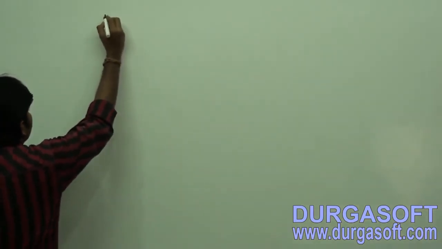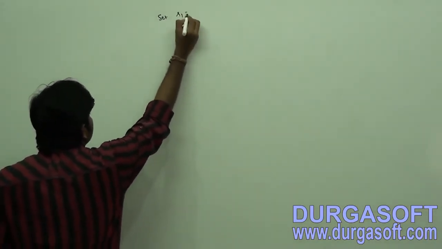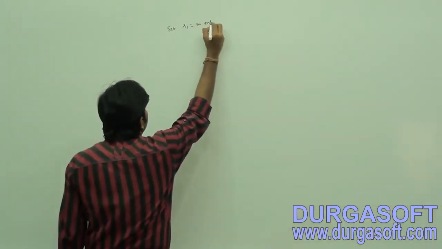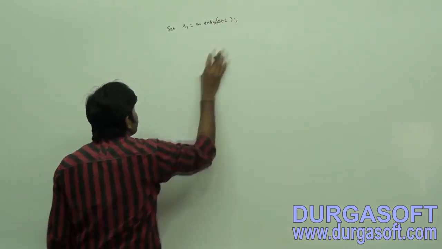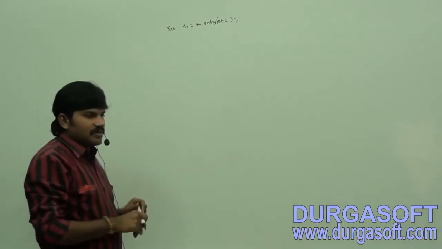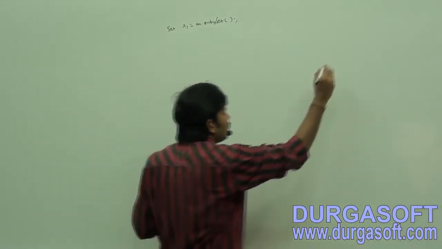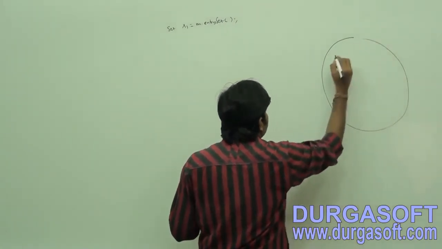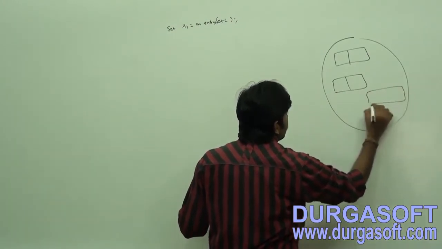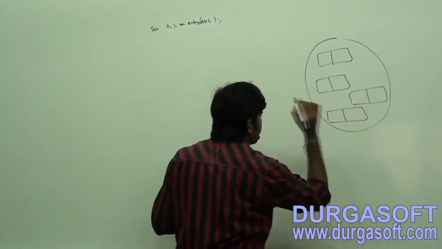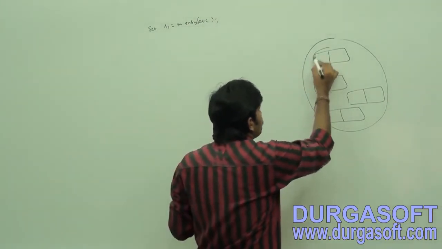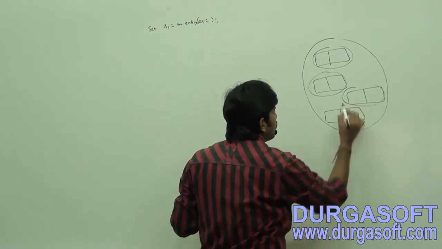I am taking set S1 is equal to m dot entry set. Correct or not? Set S1 is equal to m dot entry set. So the set of entries I got. Now assume it is my set. So first entry object, second entry object, third entry object, fourth entry object I got. Each entry itself is an object.